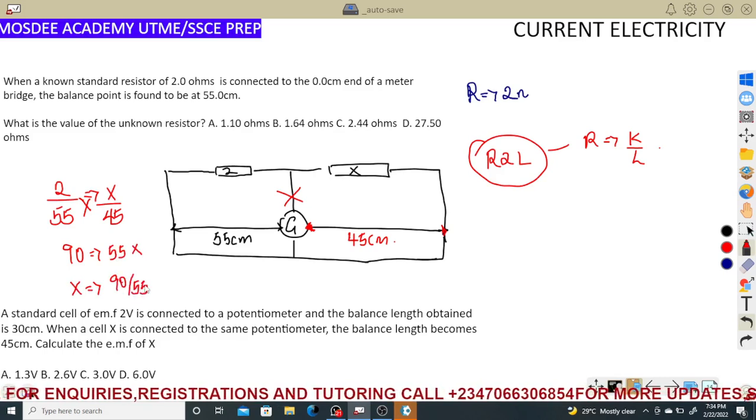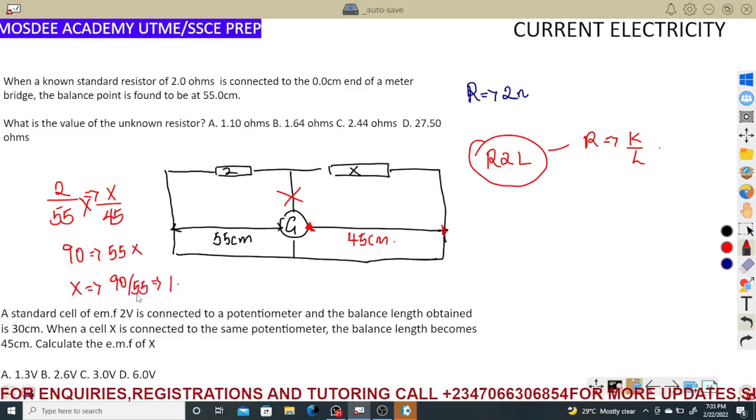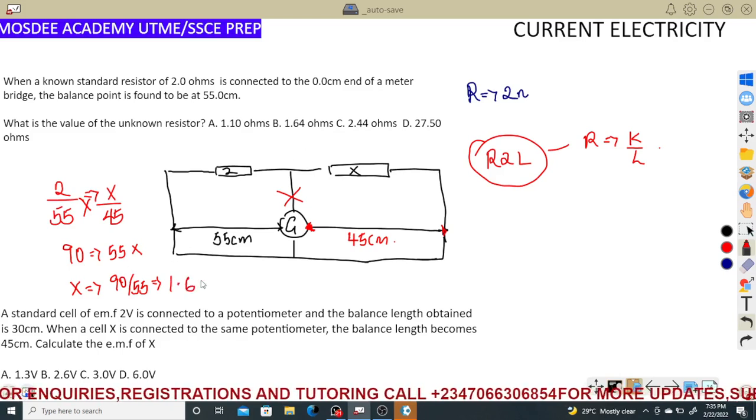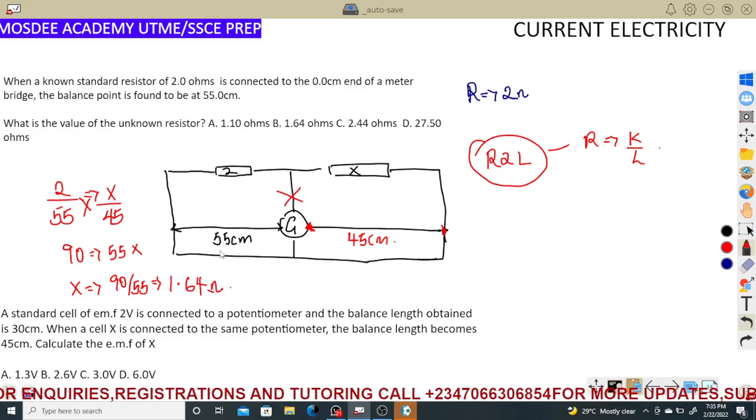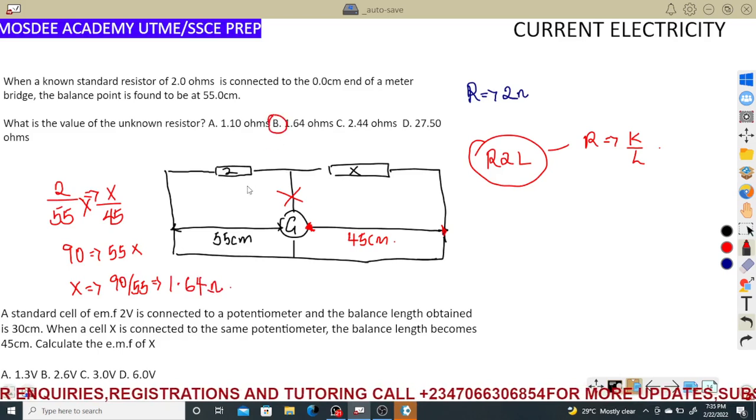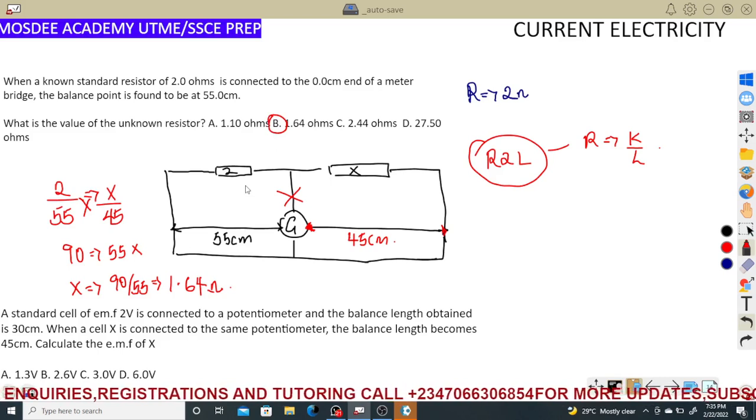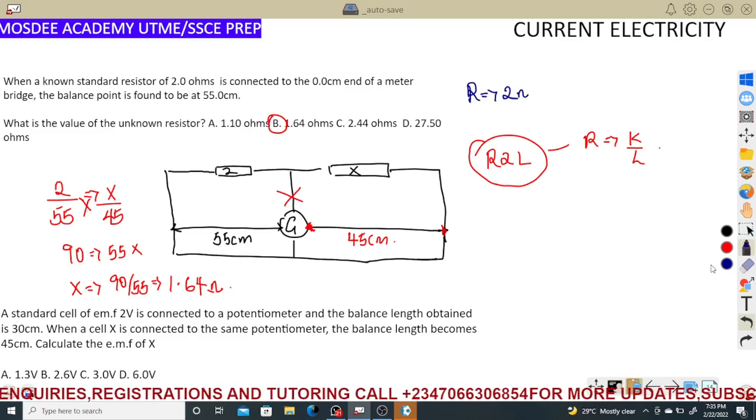Please let me punch the calculator. So 1.6 something, okay, 1.64. So that should be the answer to the question, and that is the answer to the meter bridge. So this is the concept of the meter bridge. And why we are doing that is because we want you guys to score everything in your exam. That is why we are covering everything.